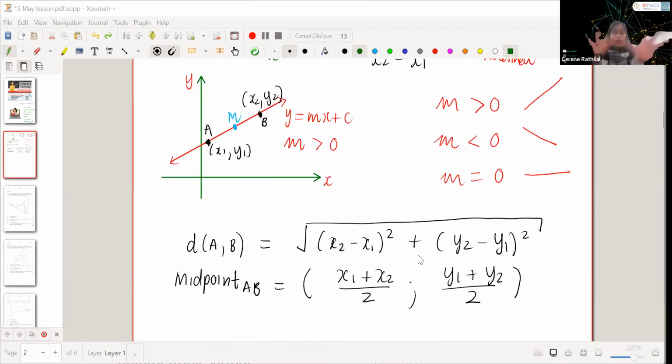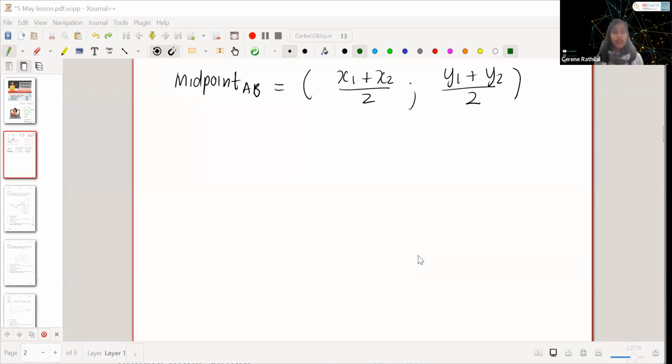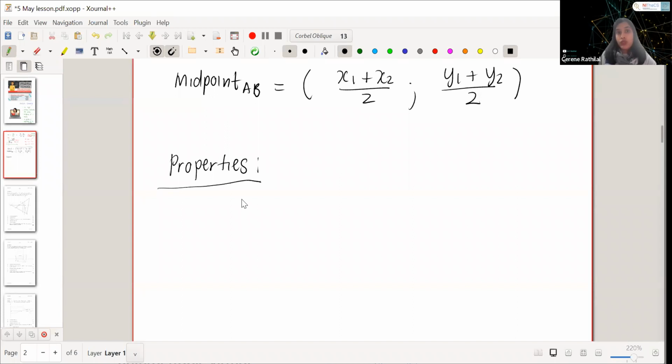Okay, so this was a summary of what the formulas do. Now, before we answer a question from the past papers, the other thing that I would like to point out to you is properties of straight lines. The first property that I want to talk to you about, and I'm sure you already know about it, so let me recap with you, is parallel.